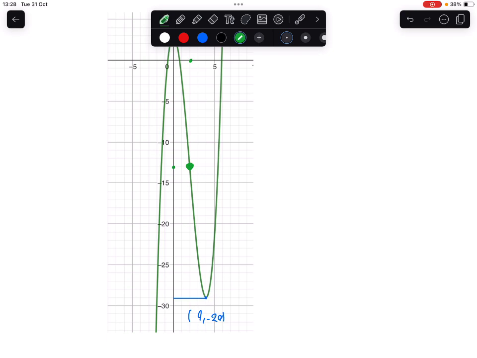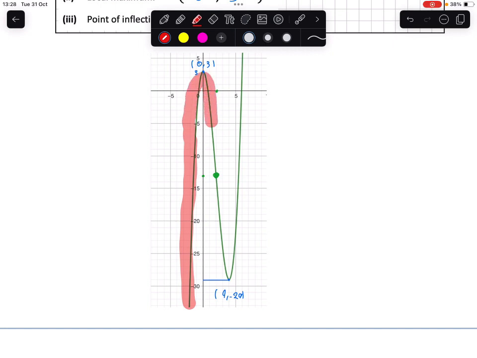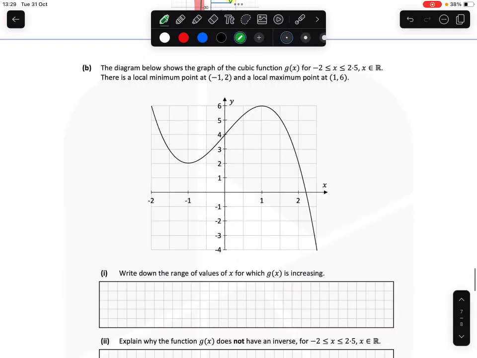So it's at this point that, if we just use a highlighter to distinguish the two, the function will go up and down. And at this point right here, if we change to yellow, it changes from going down to up. Going on to part B.